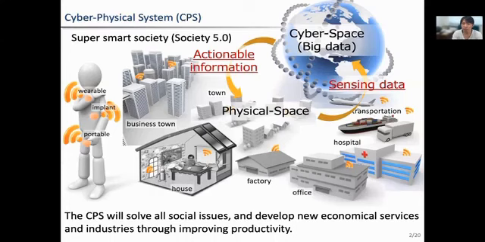Okay, let's move to the introduction of this talk. In the near future, we will get a super smart society, in which a lot of big data are collected from our physical space by IoT technology and all sensing systems. The big data are optimized and given additional value through AI and ICT technologies and fed back to us as actionable information. This concept is called a cyber physical system, CPS. The CPS will solve social issues and develop new economic services and industries by improving productivity.